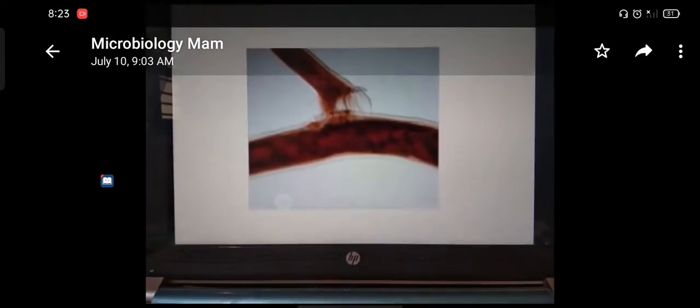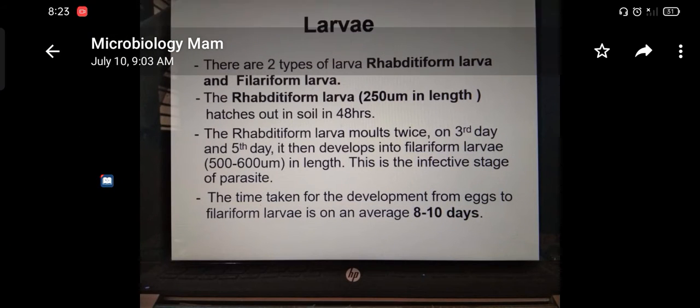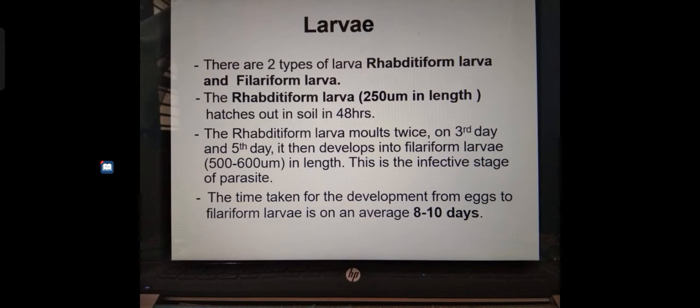Then come back to the larva. We will discuss which form causes infection and which does not. There are two types of larva. The rhabditiform larva is not that infectious, and the filariform larva is the matured larva, which produces infection for us.